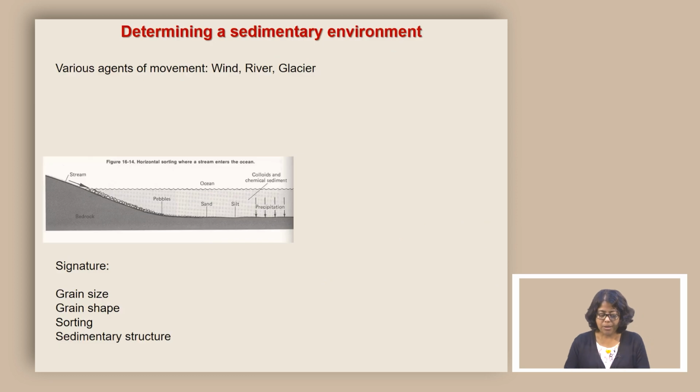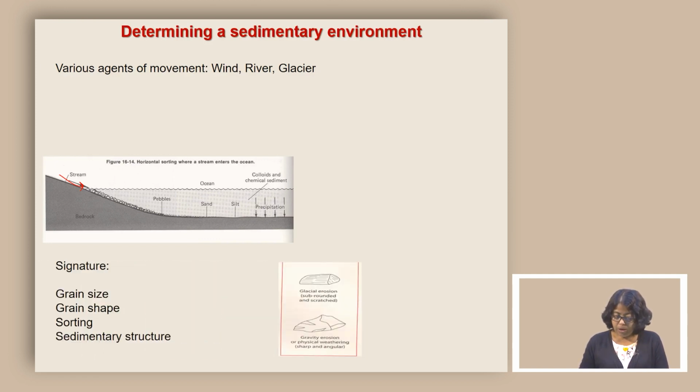So, in summary, we can have various agents of movement, and if you are thinking about a river, the stream can push these sediments, and you can have a difference in terms of the grain size, and eventually you can develop different kind of grain size partition. You can also have change in grain shape.